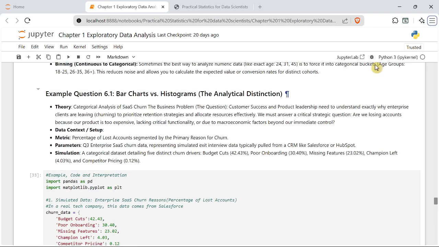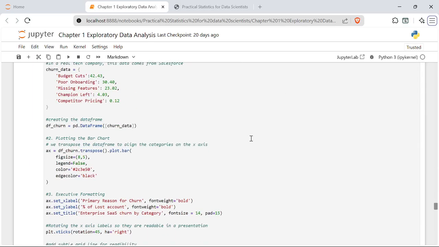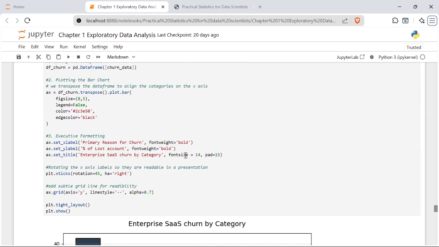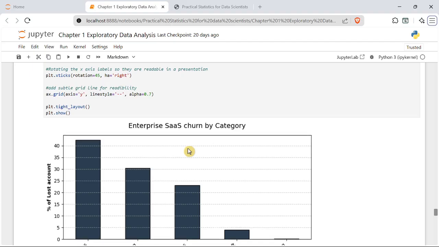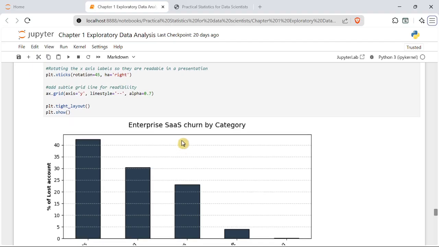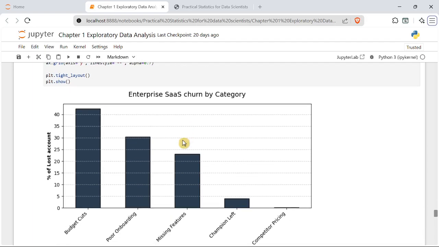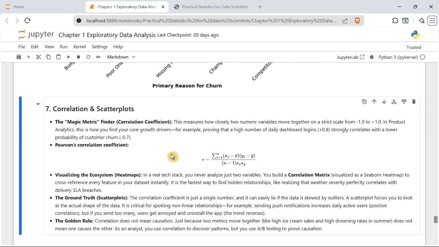Okay, we set out to answer: are we losing accounts because our product is too expensive, lacking critical functionality, or due to macroeconomic factors beyond our immediate control? We should absolutely not discount our software or engage in a race to the bottom on price. Instead, leadership must immediately reallocate capital to revamp the customer onboarding program and accelerate the engineering efforts to ship those highly requested missing features.